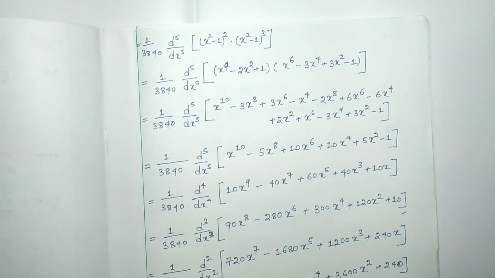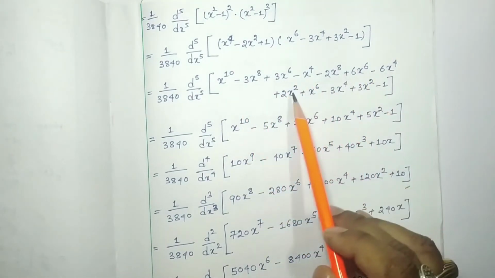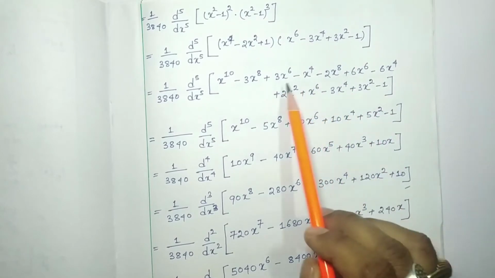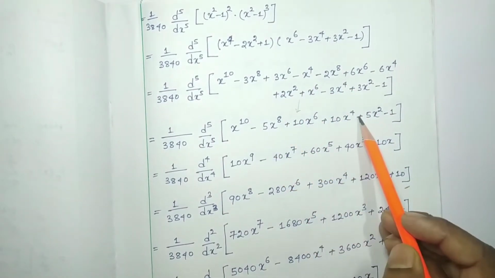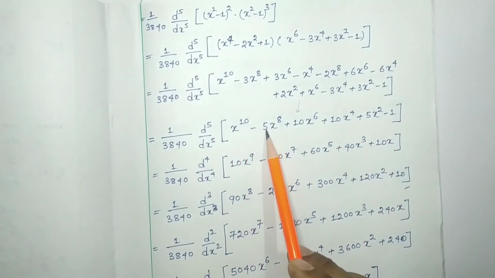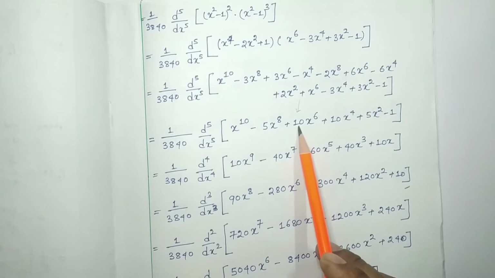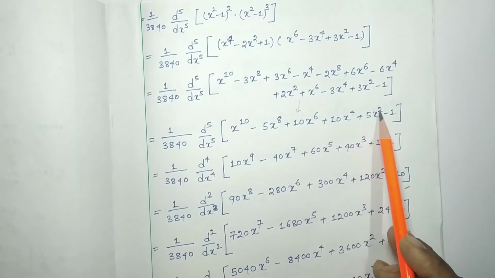Okay. Now we have to take the product you have written. With simplification we can find this one. Carefully you have to write. Okay: x^10 - 5x^8 + 10x^6 - 10x^4 + 5x^2 - 1.